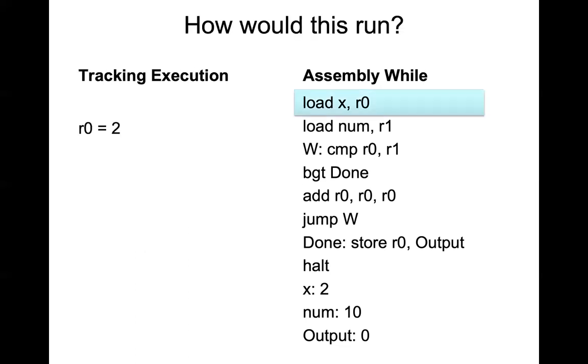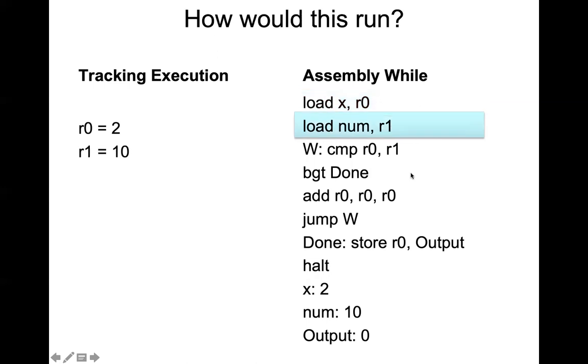Let's get started. At the very beginning of the program, the first instruction is to load x into R0. x is a label pointing to a memory location containing the number 2. So now R0 contains 2. We're going to track our program state over here, and where we are in the program over here. Then we load num into R1, so now R1 contains 10, as we discussed earlier. Now here we have a label W. This is where we're going to branch later. Remember, W doesn't do anything. It just lets us use this address later to talk about it.